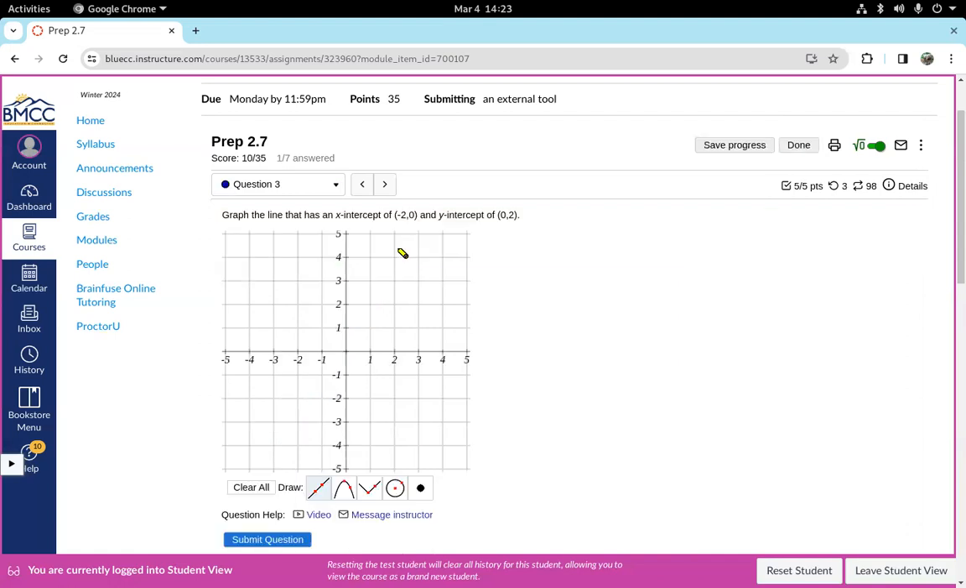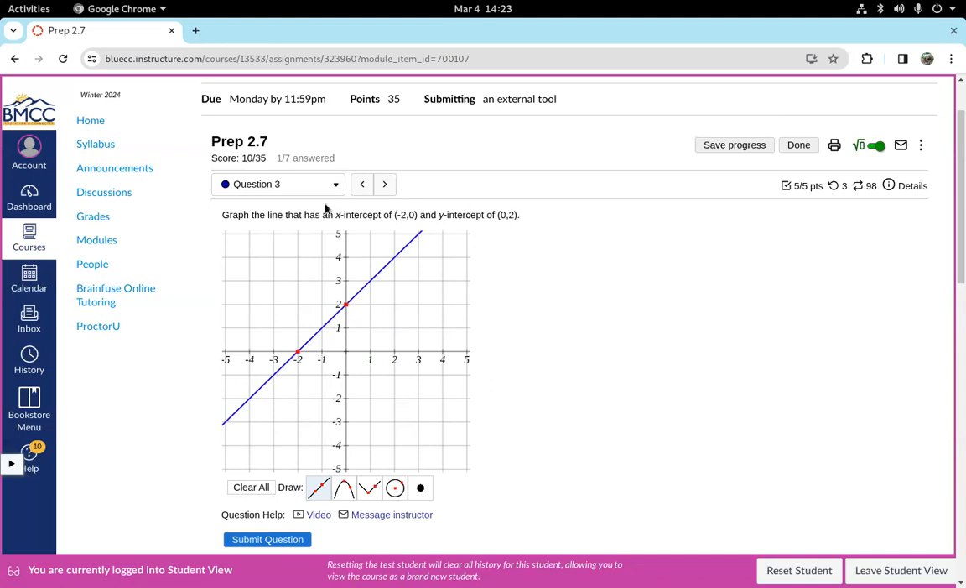Let's do that again. (-2, 0), (0, 2). So we're on the line tool already. (-2, 0) would be don't go up or down from there. And then (0, 2) would be here. So that should be the line I want through these 2 points.